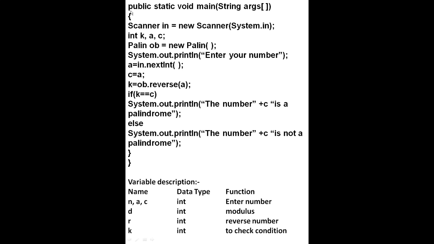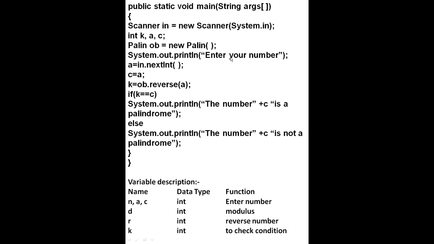Now we will make the object of that class, because we are using a function. Now public static void main string args, curly bracket, Scanner in is equal to new Scanner System.in. Now we will take int k for the condition, a in place of n for the number, and c is equal to a. Now we will create the object. When we are creating an object, the object type is the same as the class name. Now palin ob is equal to new palin.